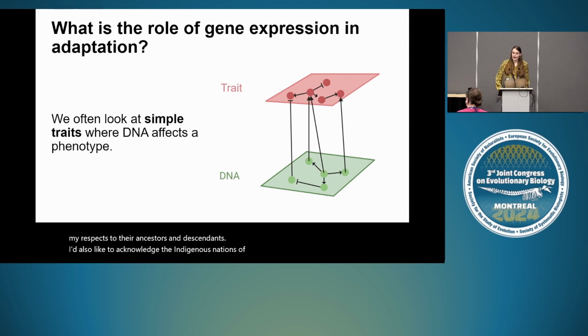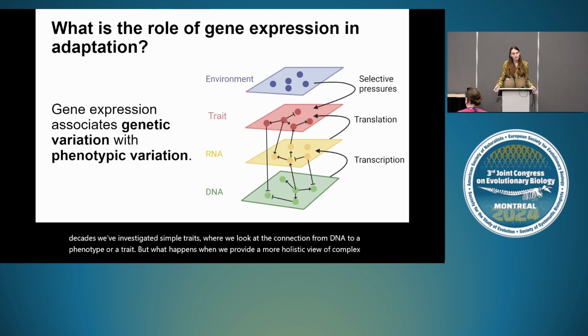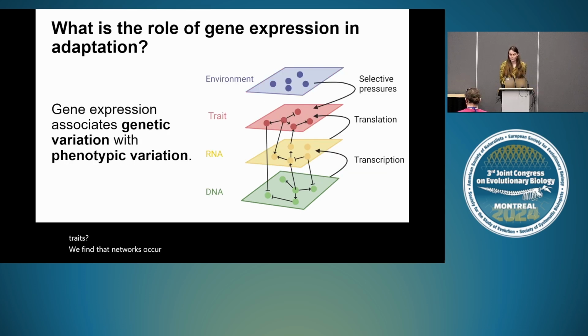So, to understand how adaptations evolve as populations occupy different and novel environments, we need to understand how interactions between genes occur at different levels of organisation. For decades, we've investigated simple traits, where we look at the connection from DNA to a phenotype or a trait. But what happens when we take a more holistic view of complex traits? Well, we find that networks occur at each layer of organisation, such as gene-to-gene interactions, but that these are not enough to completely explain trait variation.